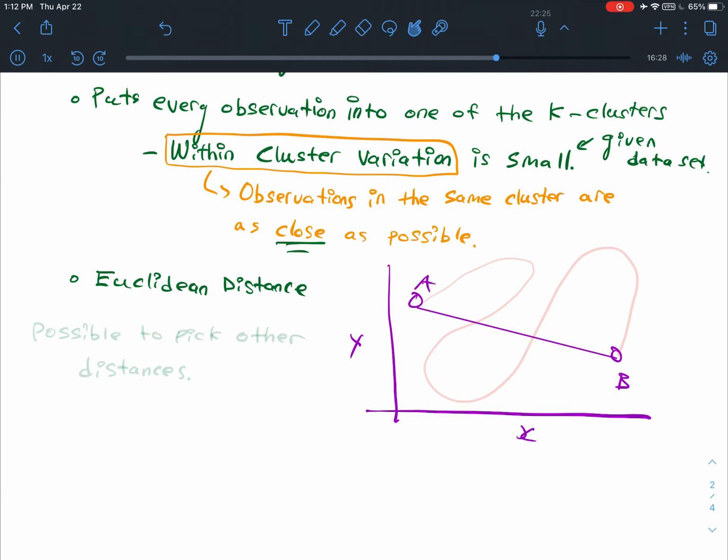So it's quite simple, and I think it's very intuitive, but there's no need to go too much into the math. But like I said, it's possible to pick other distances.